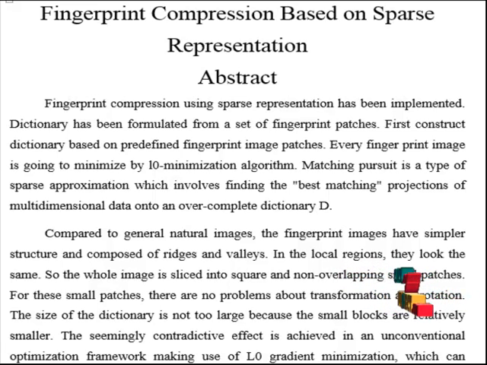Next, every image will be compressed by the matching pursuit algorithm. The L0 minimization process has been implemented. Matching pursuit is a type of sparse approximation which involves finding the best matching projection of multidimensional data onto an overcomplete dictionary D. Next, the atom number of each patch, mean value of each patch, and indexes of each patch are obtained. The coefficients are to be encoded by arithmetic encoders.